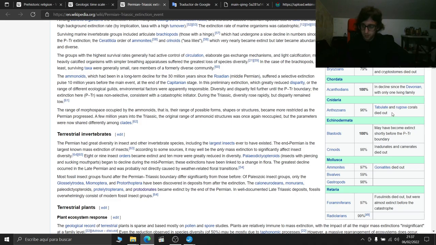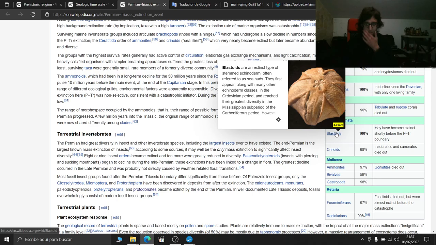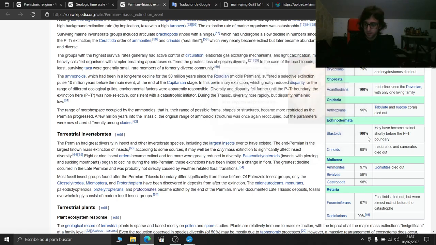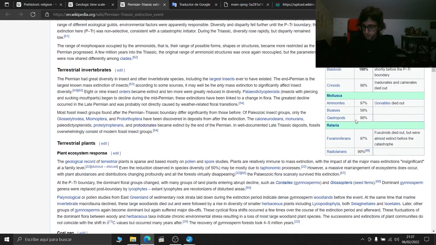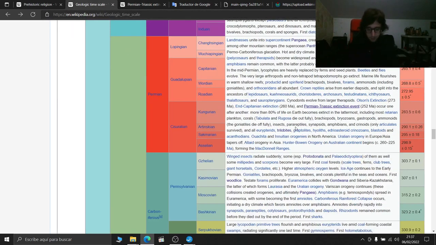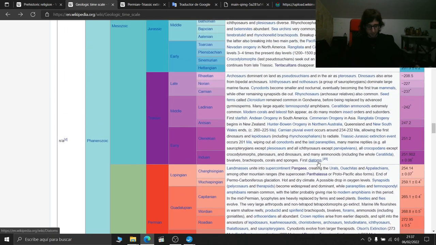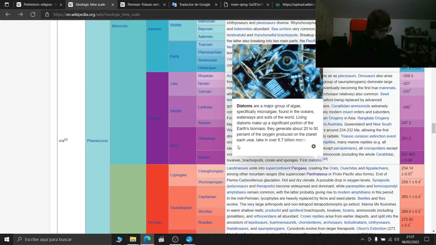Anthozoans, tabulate and rugose corals died out. Blastoids, an extinct type of stemmed echinoderm. Well, the most terrible mass extinction ever. Okay. Now, let's go to the Mesozoic.